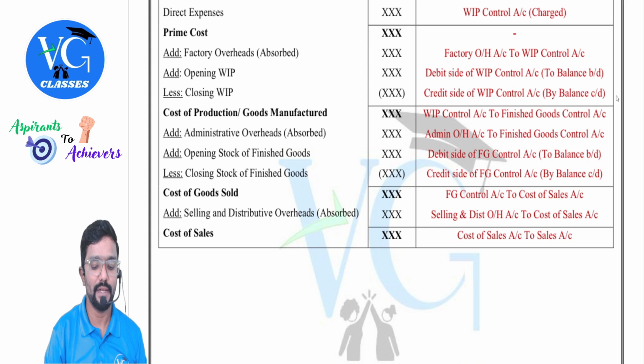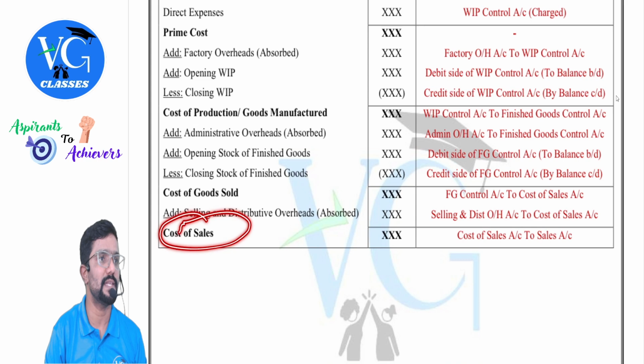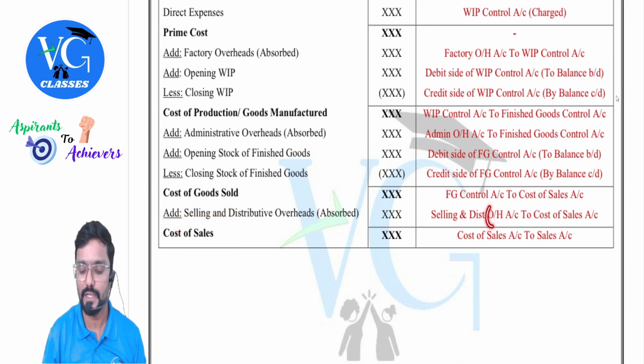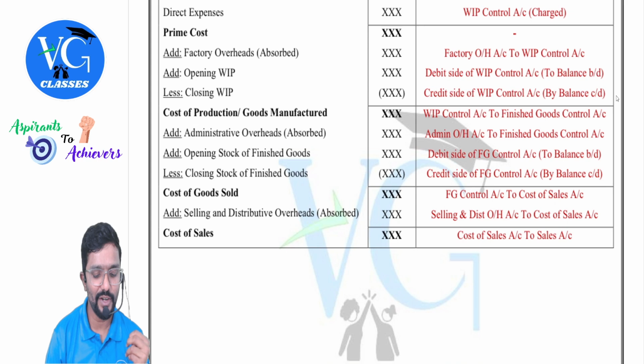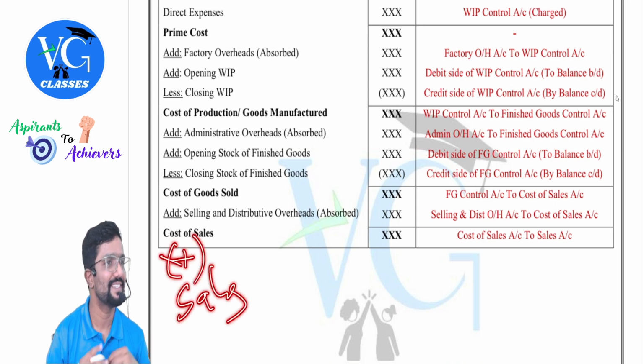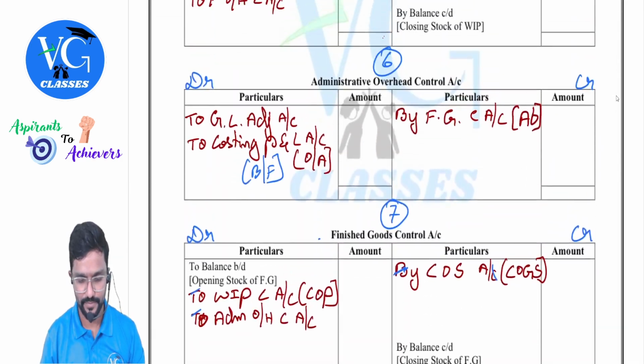Okay, sir. Then selling and distribution overhead absorbed. We will transfer from selling and distribution overhead to cost of sales. At the end, what do we get, sir? Cost of sales. We will transfer cost of sales to which account? Sales account, and record the sales there. Correct. If you want, you can also show another two steps: less profit is equal to sales. Clear? Yes.